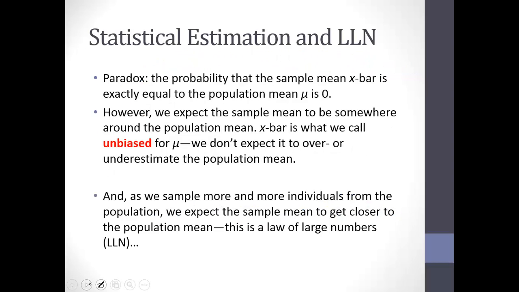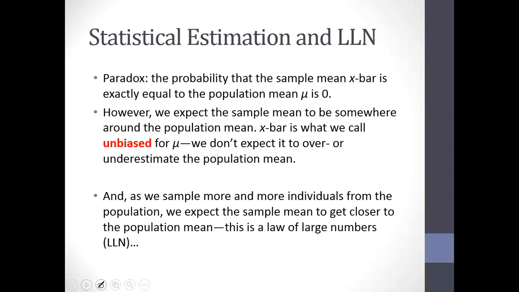All right, so where are we going here? If you remember back to that example we looked at in chapter 10, the probability that the student was exactly 7 minutes early or whatever it was to class, that probability was equal to 0. Same kind of idea here. The paradox is that the probability that the sample mean is exactly equal to the population mean is going to be 0. But nonetheless, we expect that the sample mean will be somewhere close to the population mean. It might not be exactly on it, but it should be close.